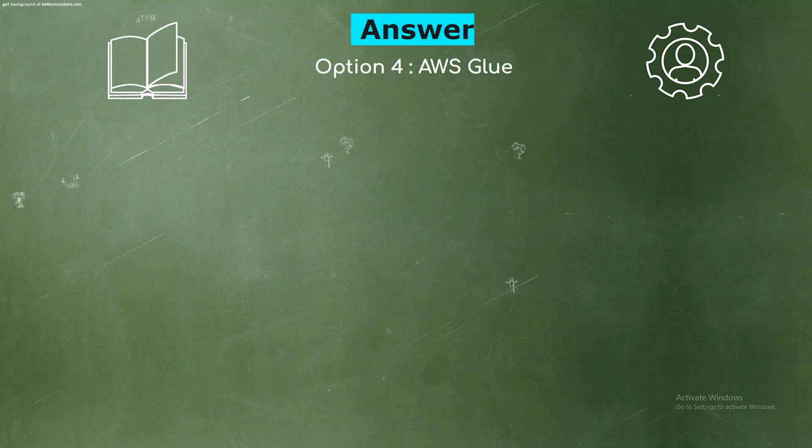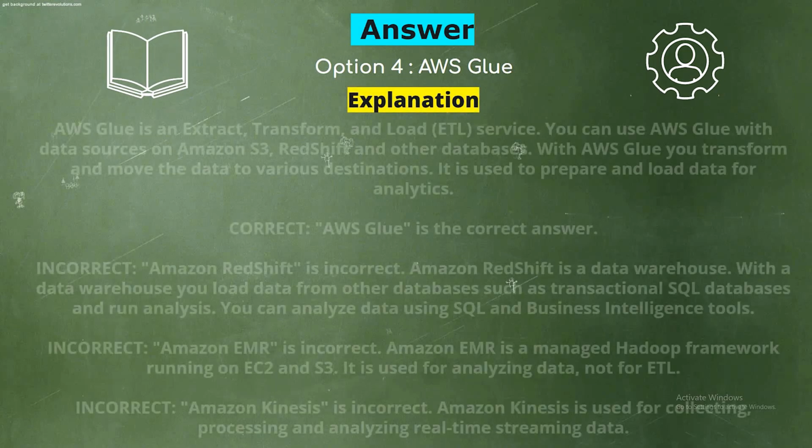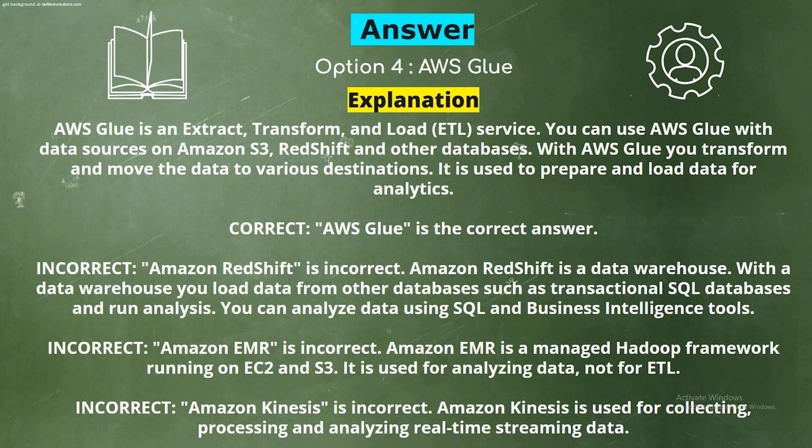AWS Glue. Explanation. AWS Glue is an extract, transform, and load, ETL, service. You can use AWS Glue with data sources on Amazon S3, Redshift, and other databases. With AWS Glue you transform and move the data to various destinations. It is used to prepare and load data for analytics. Correct. AWS Glue is the correct answer.